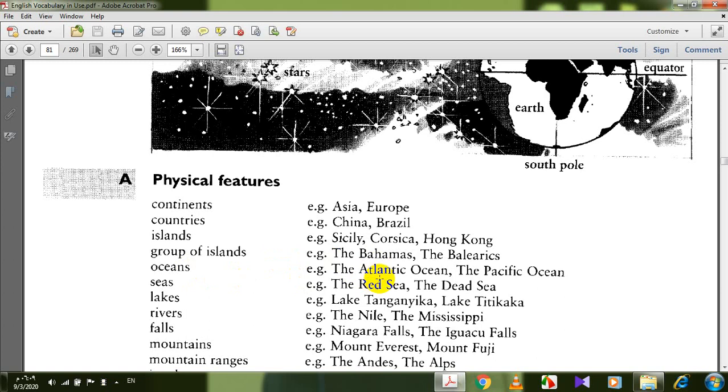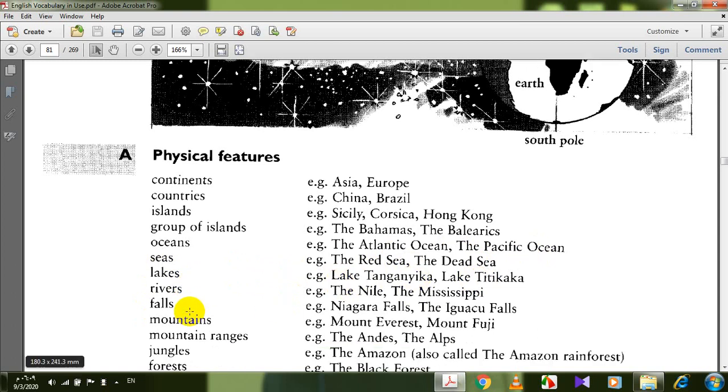Oceans: the Atlantic Ocean, the Pacific Ocean, the Indian Ocean, we use it. With seas, rivers, oceans, we use the definite article. Seas: the Red Sea, the Dead Sea, the Mediterranean. Lakes: Lake Tanganyika, Lake Titicaca, without the. Rivers: the Nile, the Mississippi, we use the article.